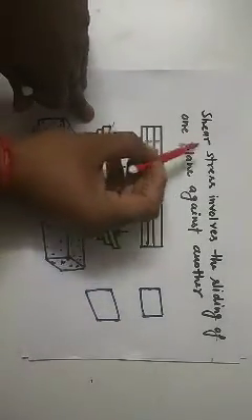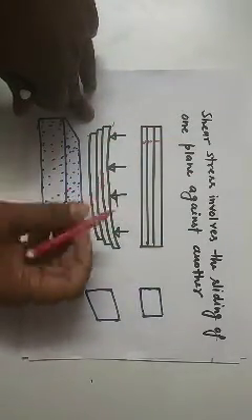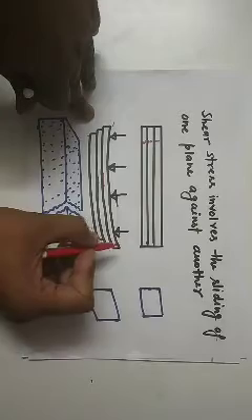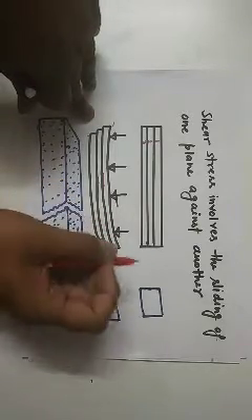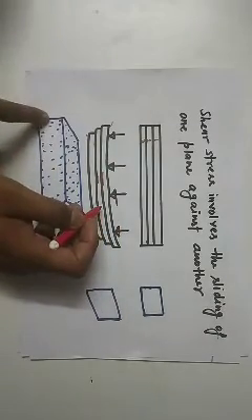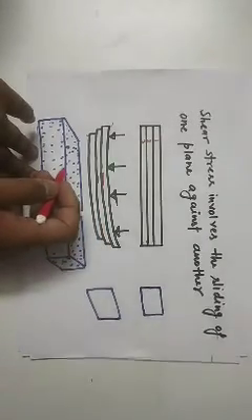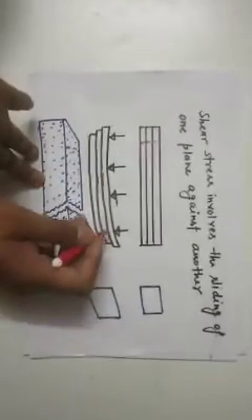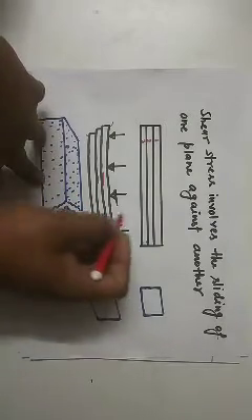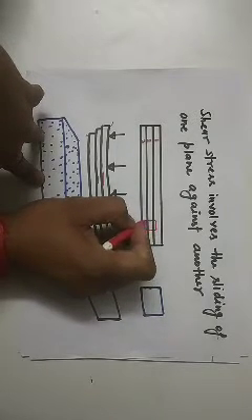Shear stress involves the sliding of one plane against another, and this shear stress always tries to retain the shape of the transverse section of the beam. Clear? So we can say that in the beam, the stresses that keep the layers together are shear stresses. Suppose here is a segment of the beam.